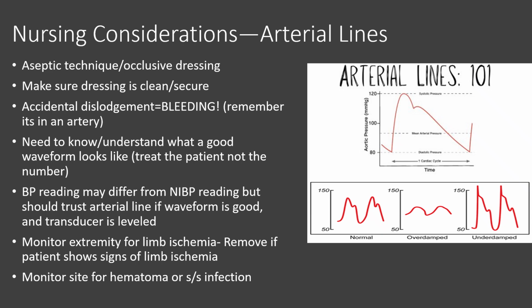And you want to monitor for limb ischemia. You want to look for signs such as a cool extremity, a lack of blood flow. You want to look for that capillary refill. Do you have a pulse? Because if you are showing signs of limb ischemia, that arterial line needs to be removed immediately, or you could be missing part of a limb. And you want to continue to just monitor the site, the patient, and everything.